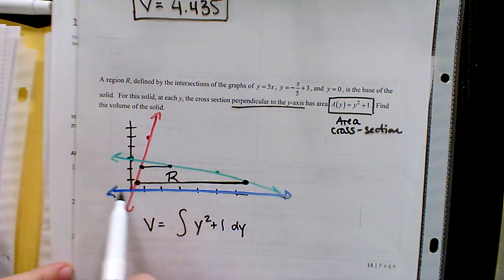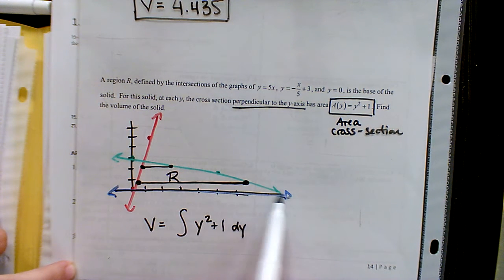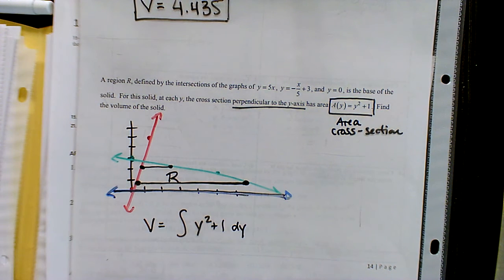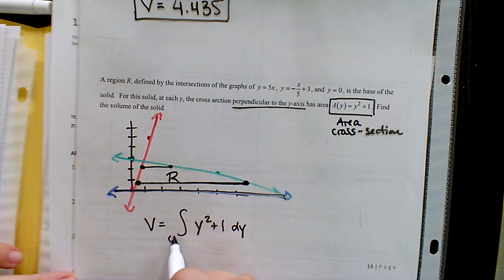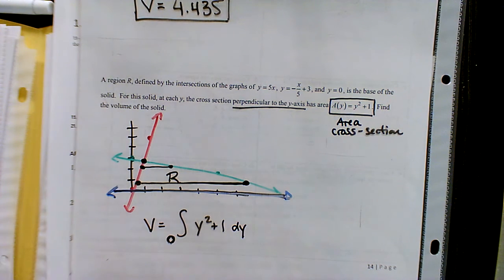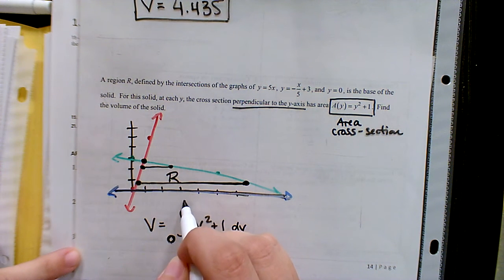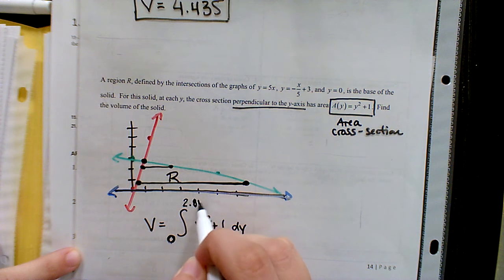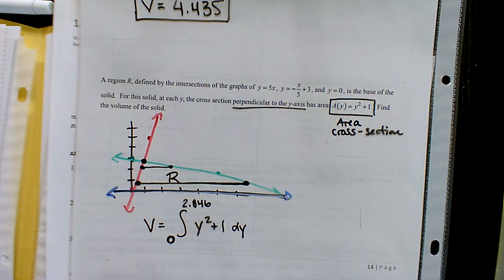So this little region R here, where does that region begin and where does that region end? What do you think, Eric? 0 to 2.8846. All right, so we have to figure out that intersection point. Did you do that on your calculator? Yeah. What was it again? 2.8846. Oh, 88, sorry.